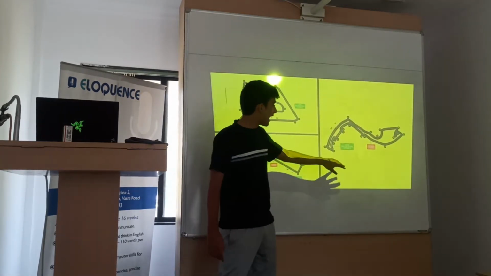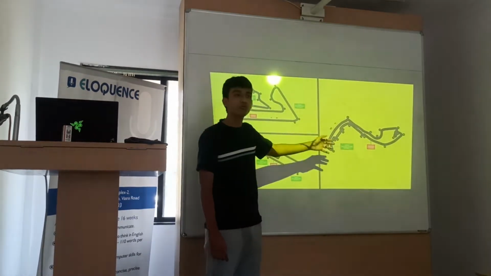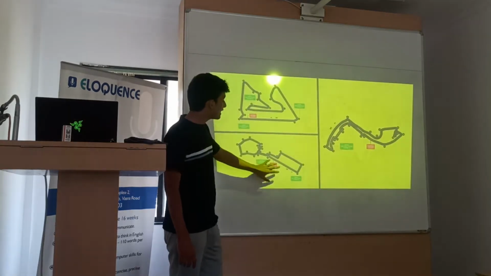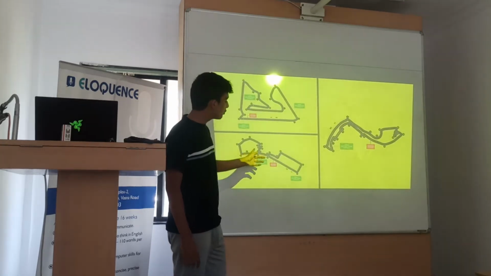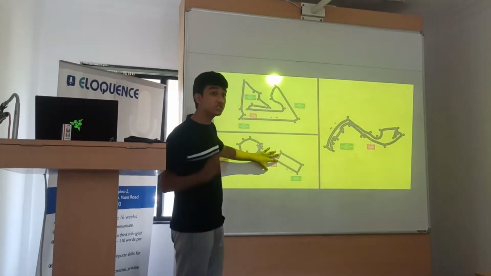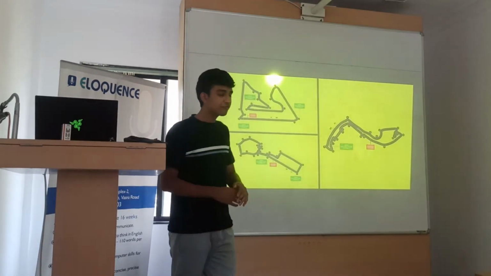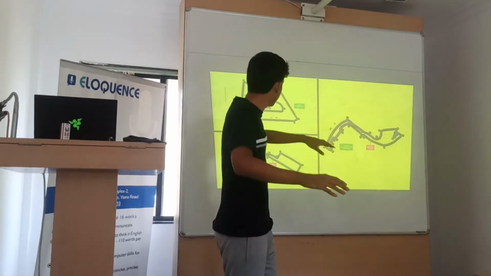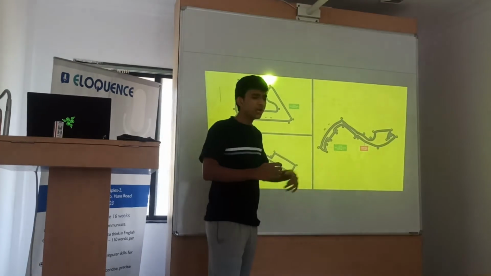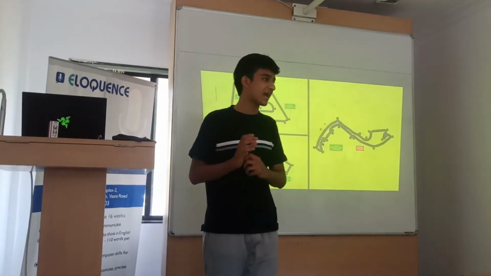As you can see, at different circuits, different amounts of downforce are required. In this circuit, as you can see, there is a lot of straight part. So over here a lot of downforce is not required. More straight line speed is required. So the size of the front wing and the rear wing will be smaller compared to here or here, to not hinder the car a lot and create less drag.